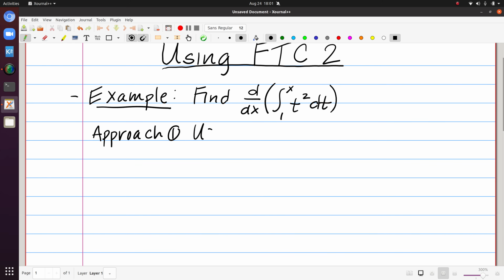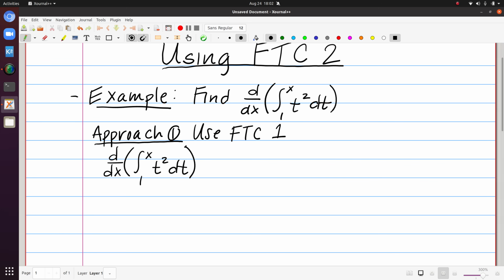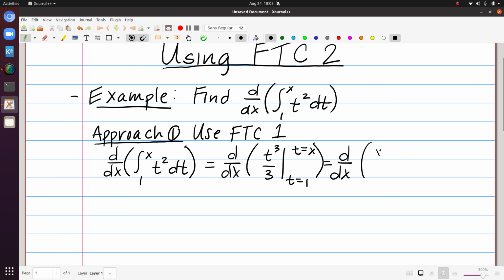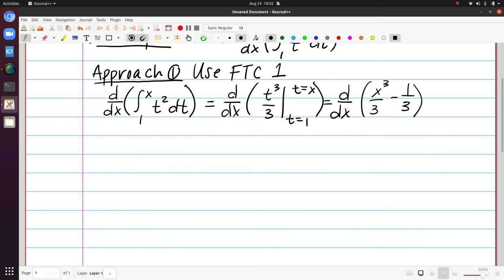So the first approach is going to be to use what we called FTC1. So here, I'm going to work from the inside out. So we look at the integral. FTC1 says we can find that an antiderivative of t squared is t cubed over 3. And we need to evaluate that from t equals 1 to t equals x, which gives us x cubed over 3 minus 1/3. Now, the last step is to take the derivative, and we get x squared.